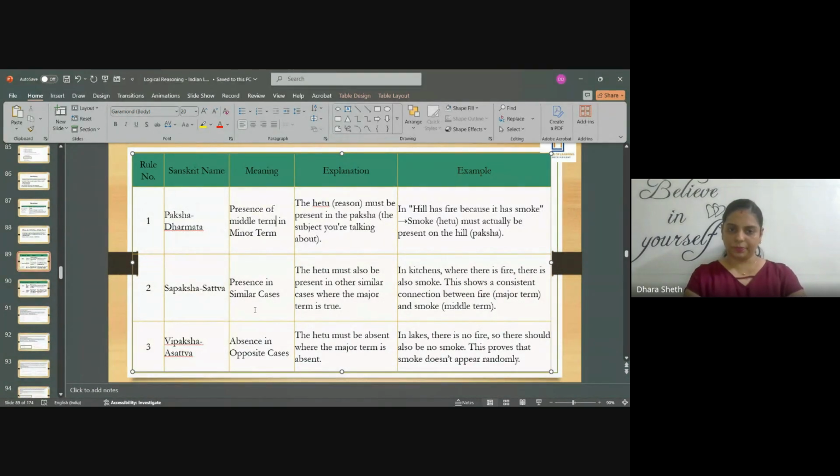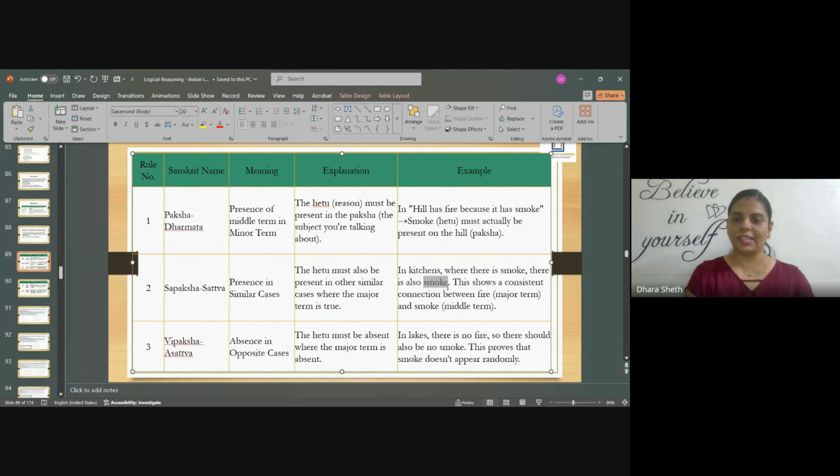Sapaksha sattva. Presence of middle term in similar cases. So this is talking about consistency. That in a kitchen where there is smoke, there could also be fire. There is some consistent relation between fire and smoke.